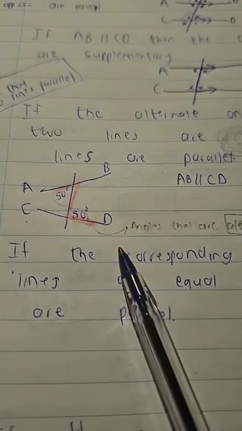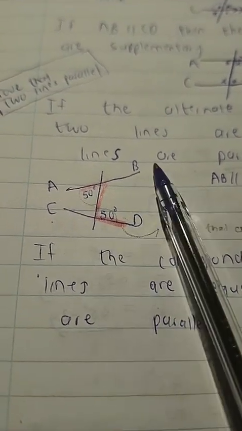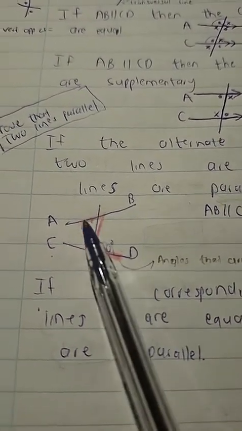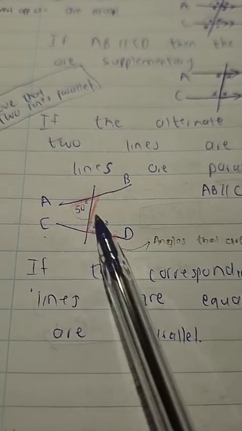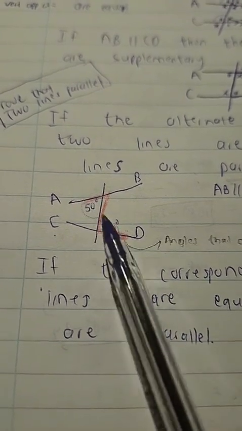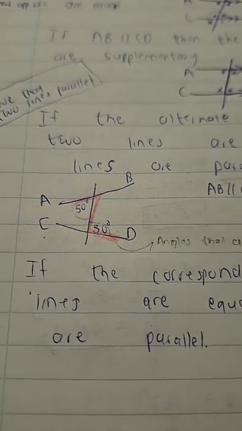Okay. And your response from what you are saying would be no. But the response from what we know, this angle and this angle are alternate angles because of the position of the angles, because of Z. So that means these angles are alternate.